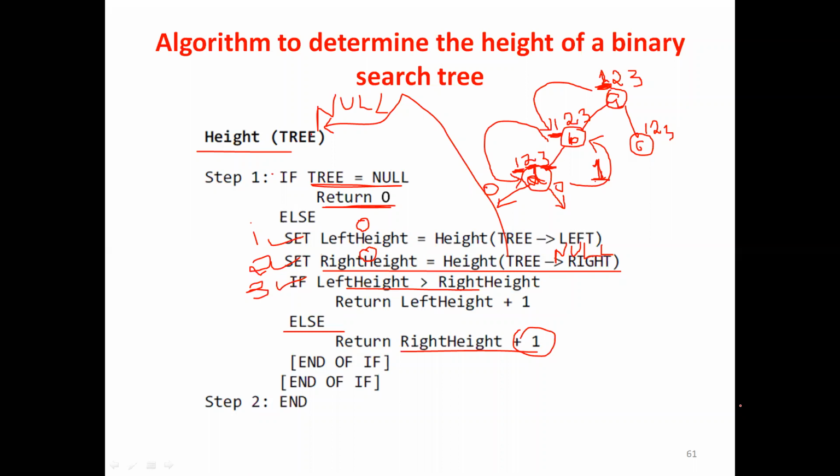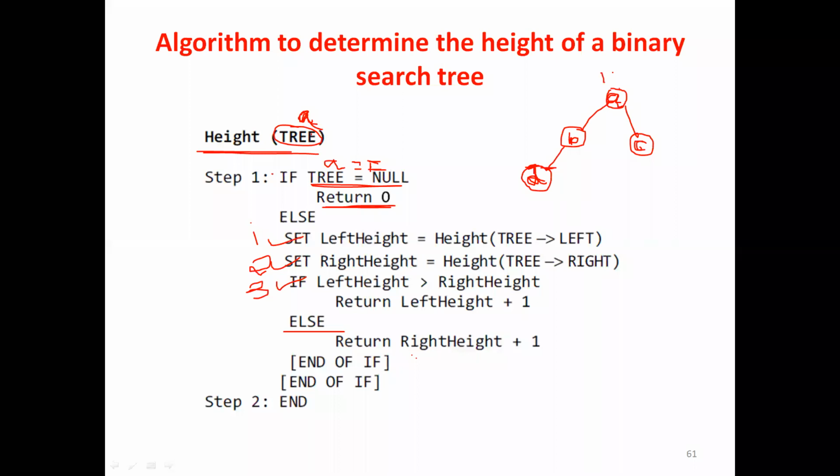Let me pass this. Each and every node I'll execute 3 steps: 1, 2, 3. Why? Why does each and every node execute 3 steps? One student is asking. Let me tell. This first is what? This one.